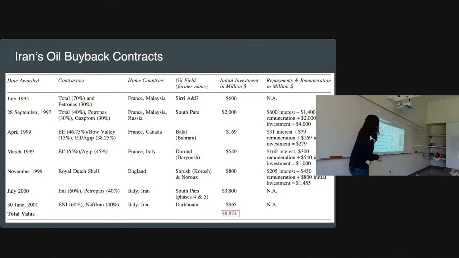So you can kind of see here a couple of the buyback contracts, and you can see how those change over time. And then we look at the bottom number, total value, and you're welcome to look more at this later when I show the slideshow, but we can see that there were a lot less competitive terms for Iran because of the implementation of those buyback contracts.